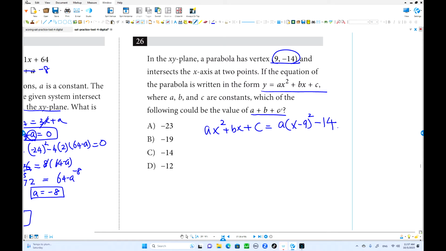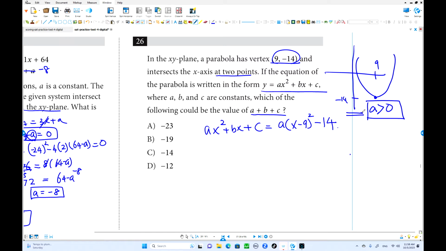Okay, another one over here. This one looks like negative 9 and 14 over here. That's the vertex. Intersection at what? At 2 points? The graph is not here, right? There's no intersection. The graph is open upward. That means a must be positive, isn't it? It should satisfy this one, I think.